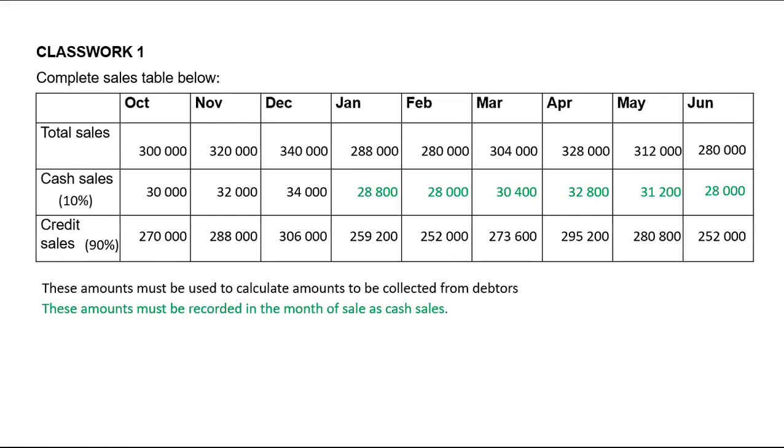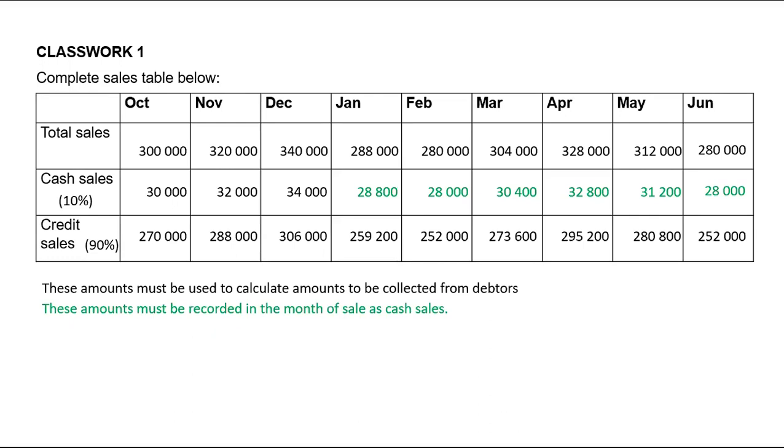So your credit sales have been given to you right there. So you are going to use 270,288, 306,259, 200,252,000, 273,600, 294,200, and the 280,800, as well as the 252,000. Those are credit sales I'm going to use to calculate the amounts that will be collected from debtors. Is that clear though?